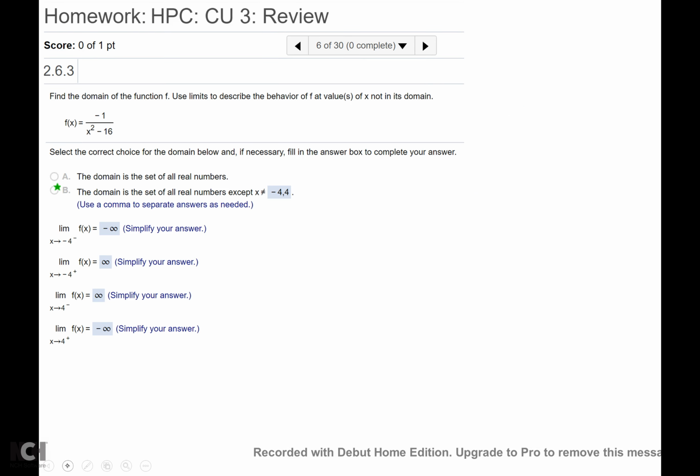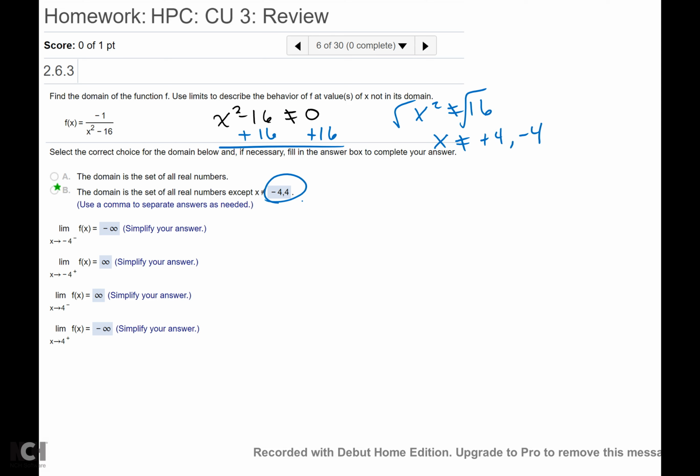Okay. All right, it says find the domain of the function, use limits to describe the behavior of f at values of x not in its domain. Okay, so when we do domain, we say, Mr. Denominator, you can never equal 0. So solving this, I would add 16, x squared can never equal 16, square root, x can never equal plus or minus 4. So there's my domain. It's the set of all real numbers except for -4 and 4.